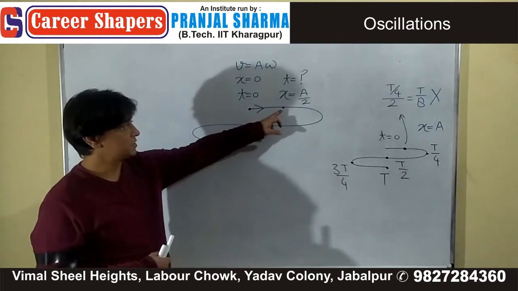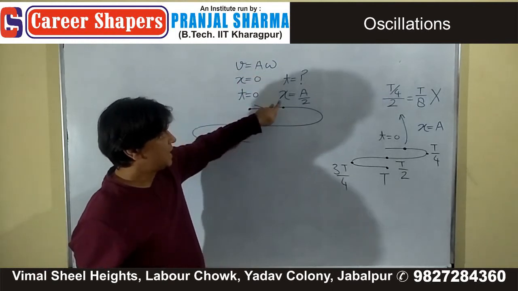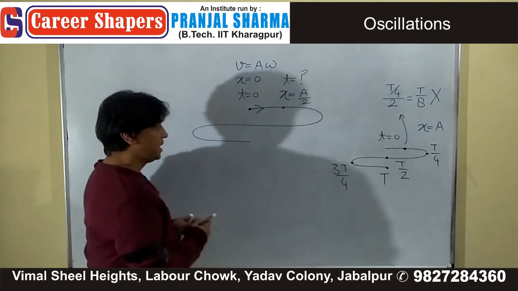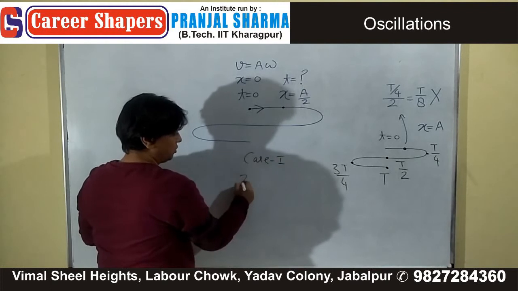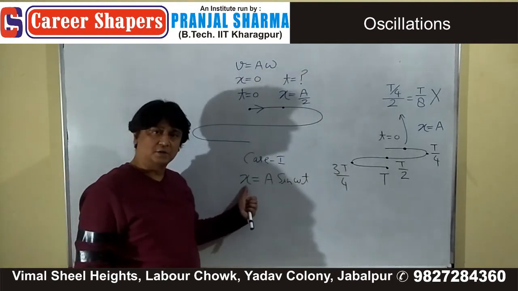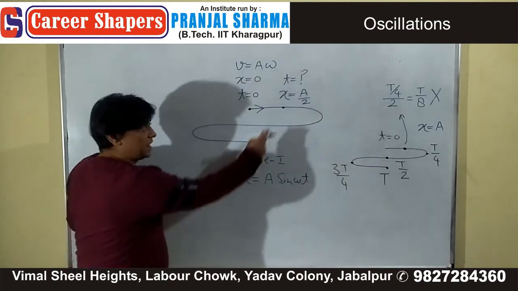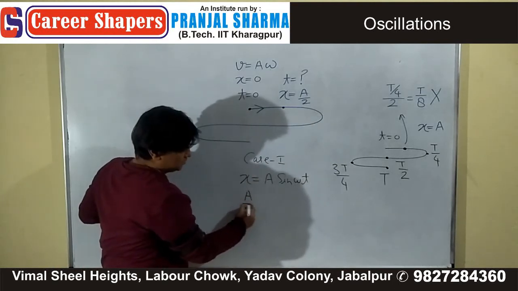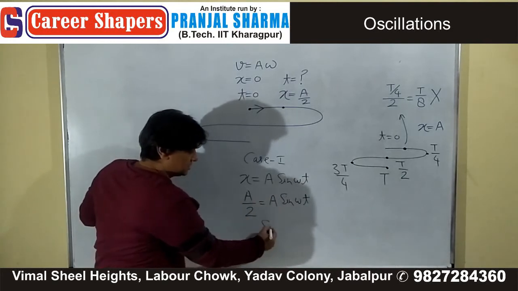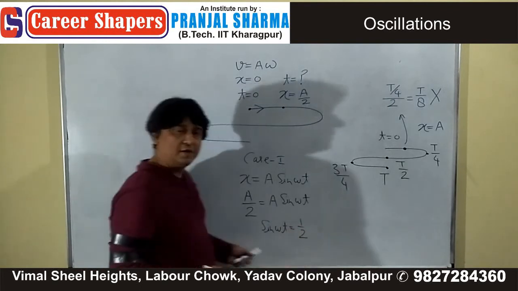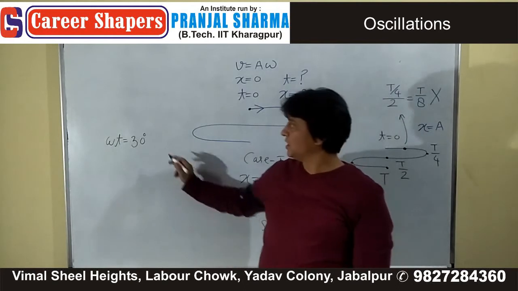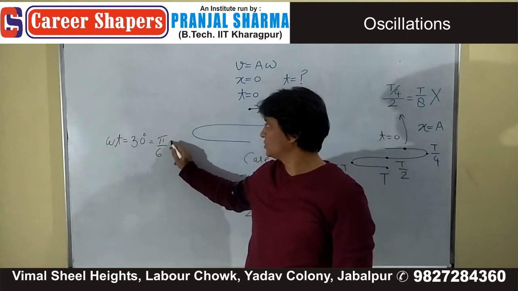Then how do you decide time for this? Now, question says, find out time, x is given. An object starts its motion from mean position. That means we are discussing case 1. And for case 1, you know that x is A sin ωt. Which means if I provide you x, you can go for t. At this point, x is A/2. Let's put x as A/2. This is A sin ωt. A and A cancel. Sin ωt is coming 1/2. If sin ωt is 1/2, then your ωt is 30 degrees, or π/6 radians.